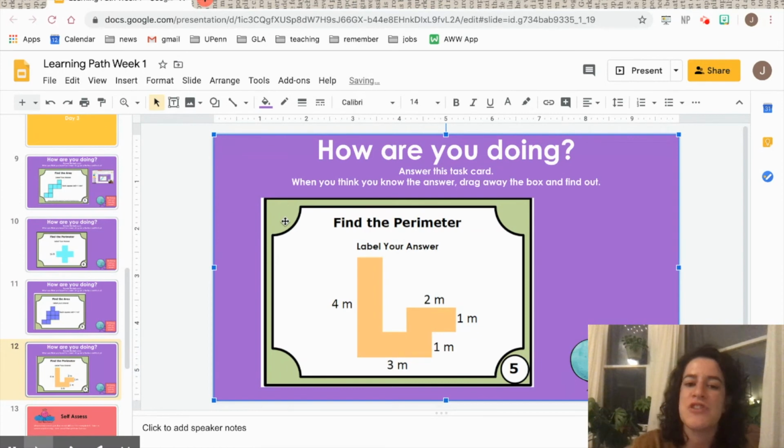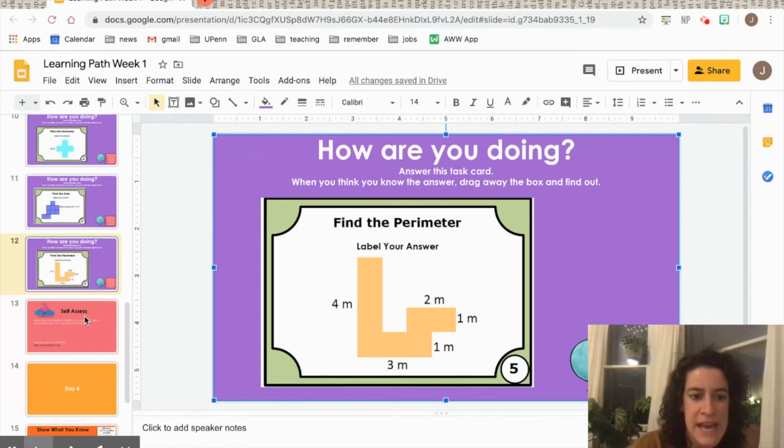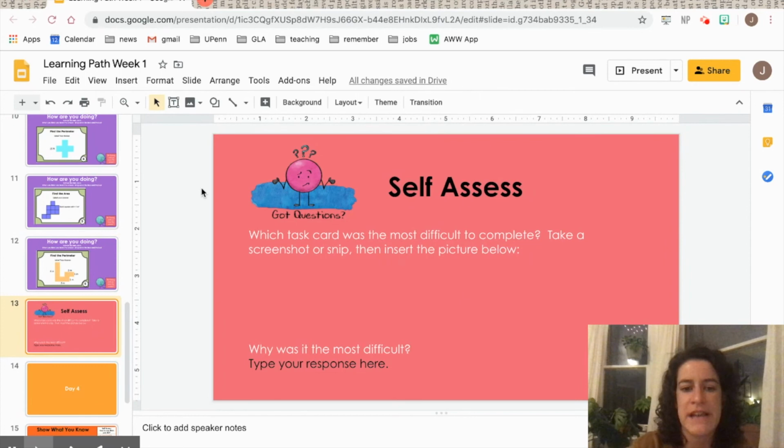All right, scholars. So this was your work for today, but I want you to self-assess. Which task card was the most difficult to complete? Take a screenshot and then insert the picture below. You might not be able to do that, but I do want you to use the piece of paper that you did your work on, take a picture of that, and email that to me. You can circle or write a note about which one was the most difficult and explain why, what about it was so tricky. And if you have any questions, you write down those questions. You make sure that I understand what you're trying to figure out about area and perimeter.